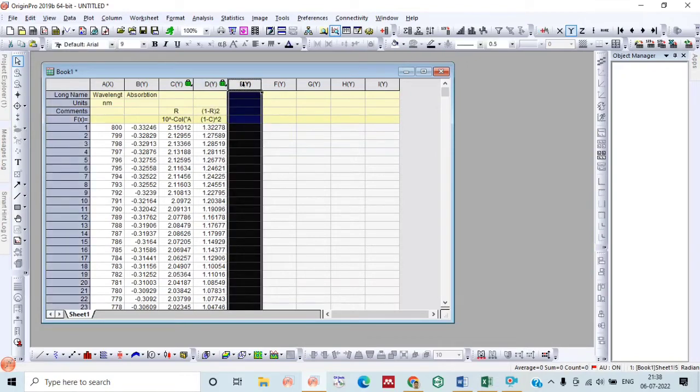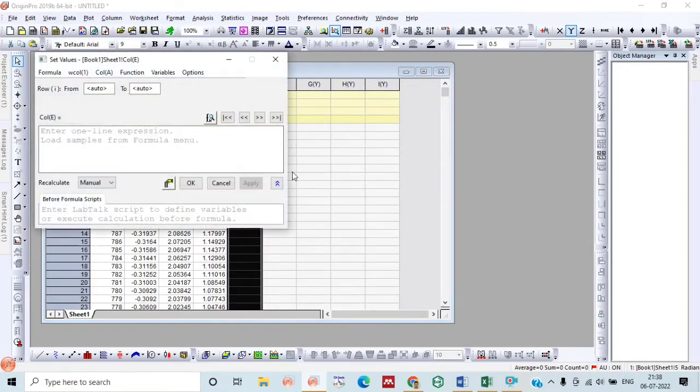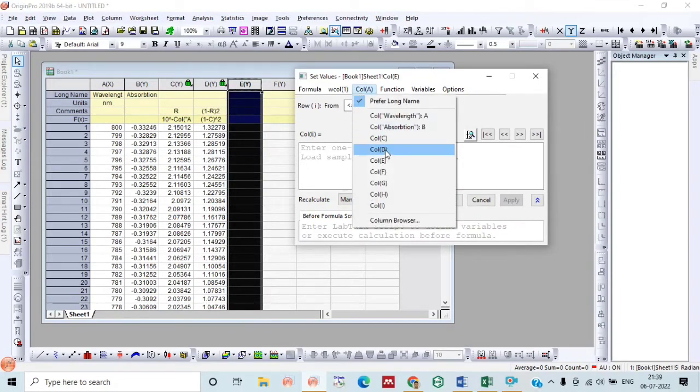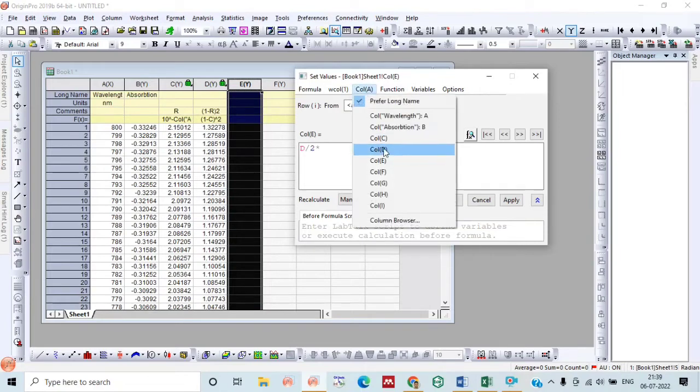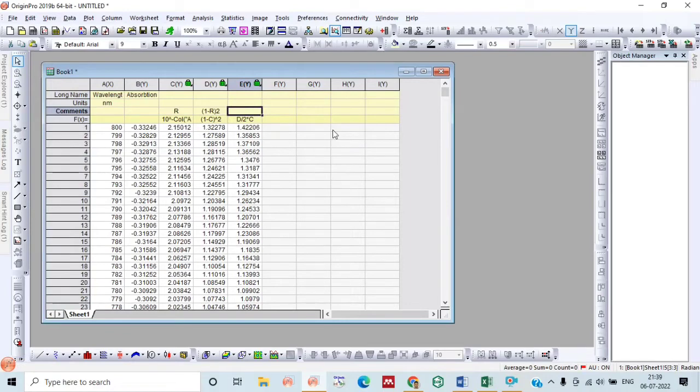Now select column E and set the column value, that is column C divided by twice column D, which is equal to (1 minus R squared) divided by twice R. And this column is F of R.